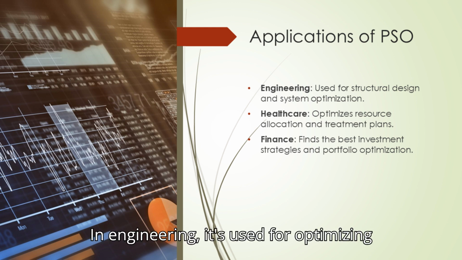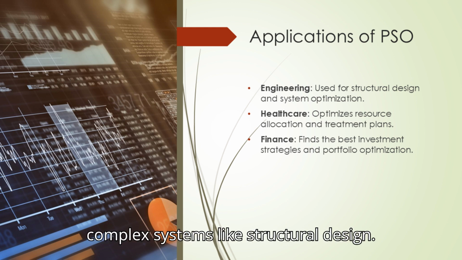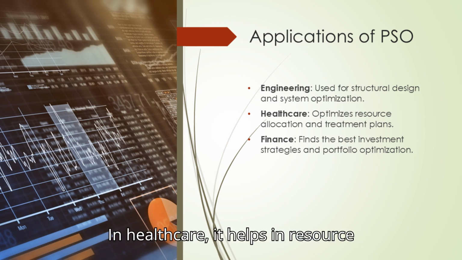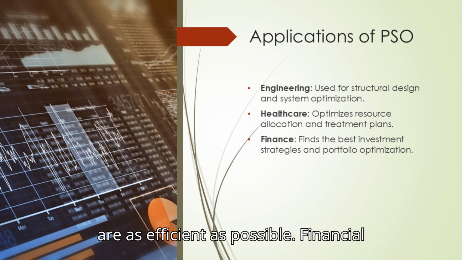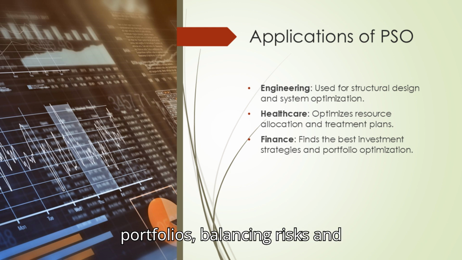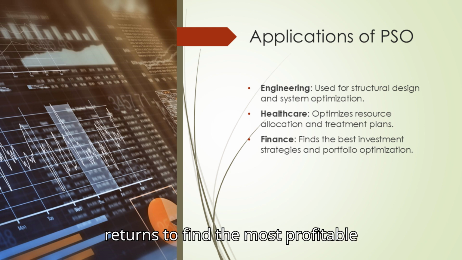PSO has widespread applications. In engineering, it's used for optimizing complex systems like structural design. In healthcare, it helps in resource allocation, ensuring that treatment plans are as efficient as possible. Financial institutions use PSO to optimize portfolios, balancing risks and returns to find the most profitable strategies.